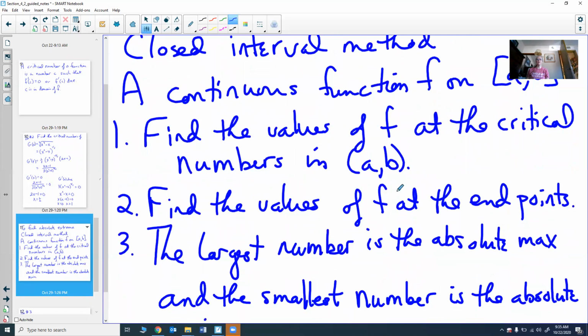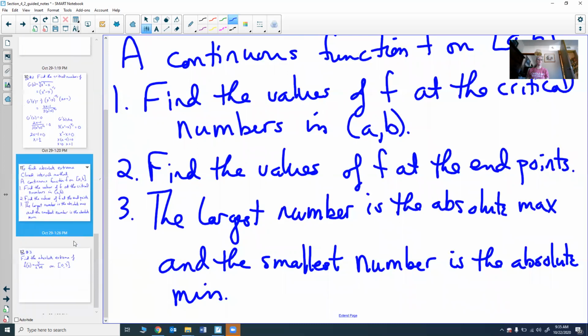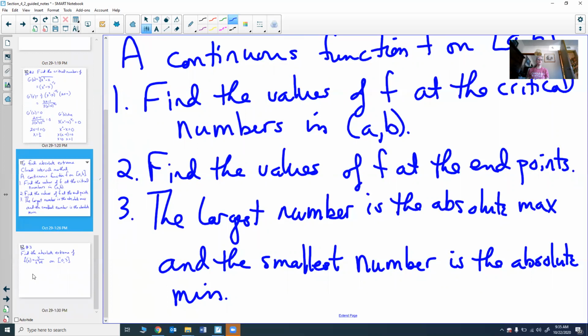Then you're going to find the values of f at the endpoints. So we're not ignoring the endpoints. The endpoints are very important. We first find the function value at the critical numbers, and then we find the function value at the endpoints. And then here's the easiest part of this. The largest number is your absolute max. The smallest number is your absolute min. And that's all it is. You just look for the biggest number and the smallest number.